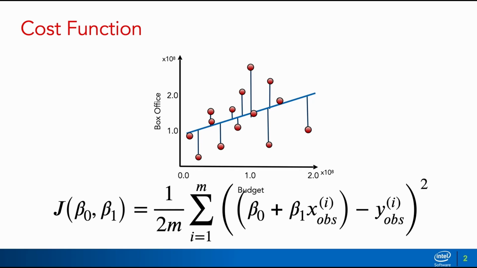Regression tries to find the best line to input data. Here beta 0 is the intercept and beta 1 is the slope of the line. Finding the best beta 0 and beta 1 in the cost function J gives a minimum error between y observation and predicted y. This process is called an optimization problem.